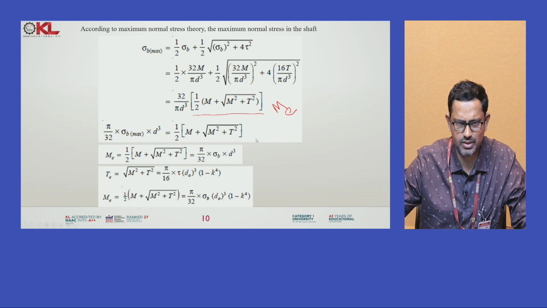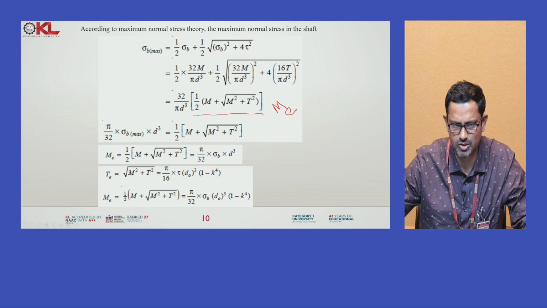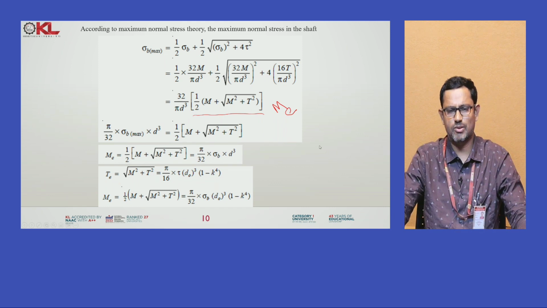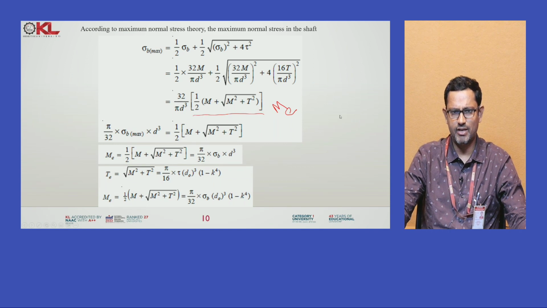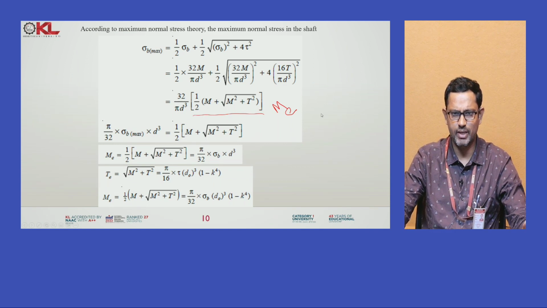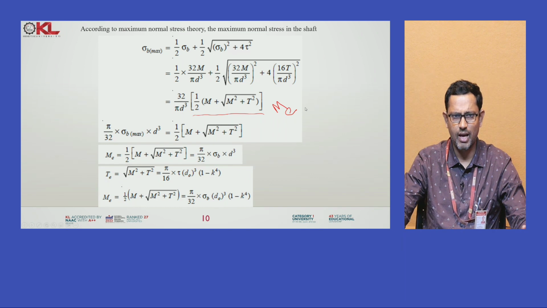So by substituting this Me value, the equivalent bending moment, we can calculate the diameter of the shaft subjected to both bending moment as well as twisting moment. In conclusion, whenever a shaft is subjected to both bending moment as well as a twisting moment, you can use either the maximum shear stress theory or the maximum normal stress theory to calculate the diameter of the shaft.